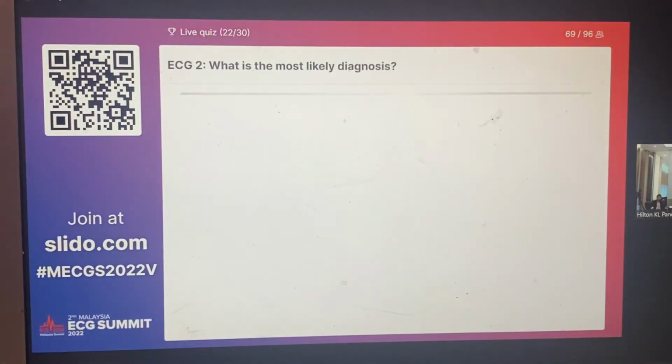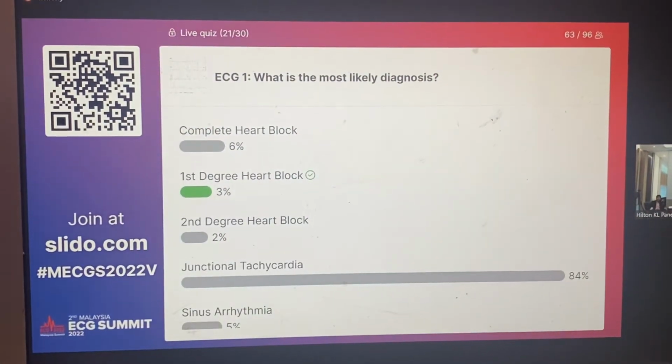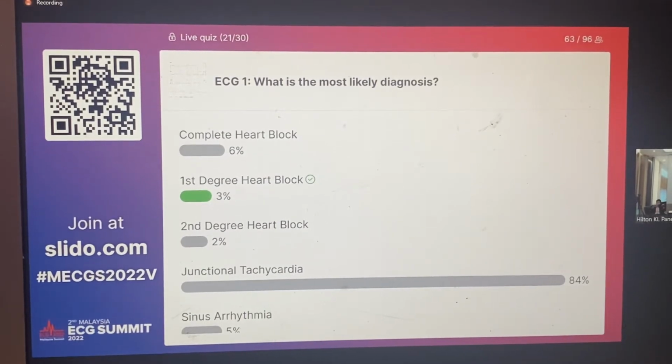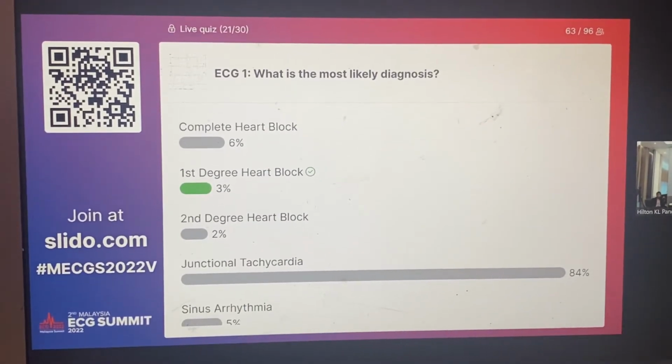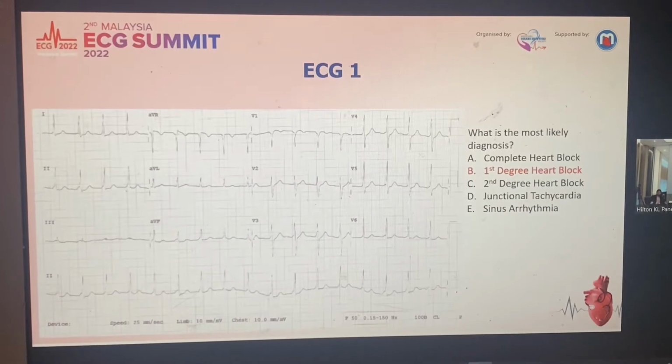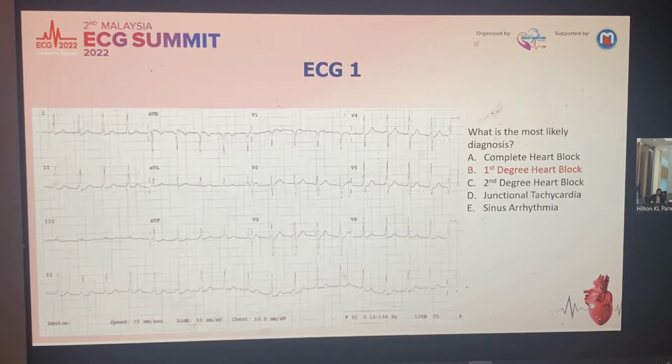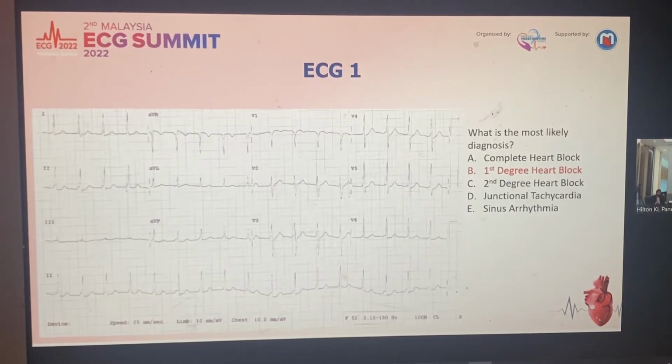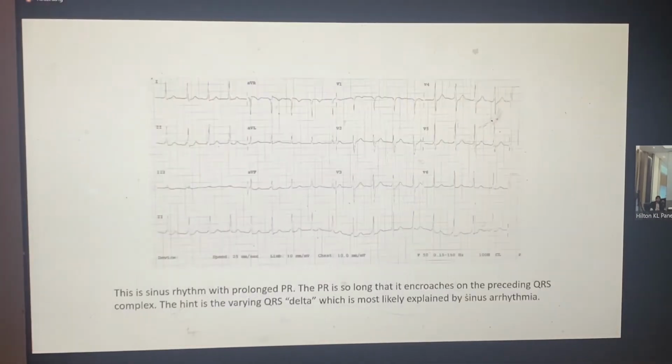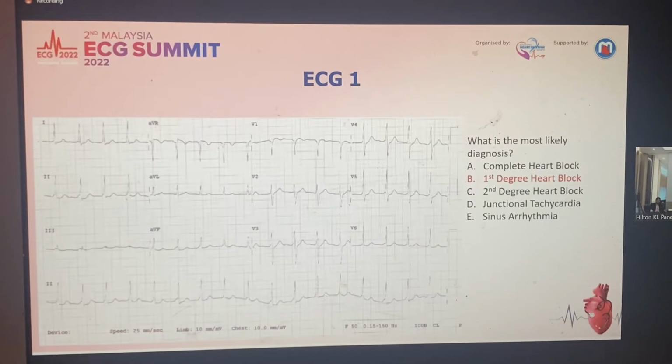We look at the ECG. As you can see, I can't find the P, okay? But I can see the QRS, and the QRS is narrow. That removes second degree heart block, because there's no drop, and complete heart block, because the A and the V are not dissociated. So that leaves us with first degree heart block, junctional tachycardia, or sinus arrhythmia.